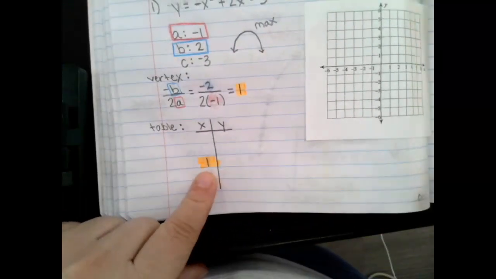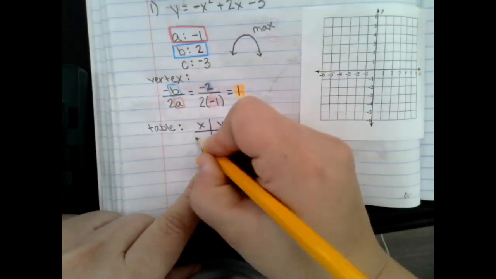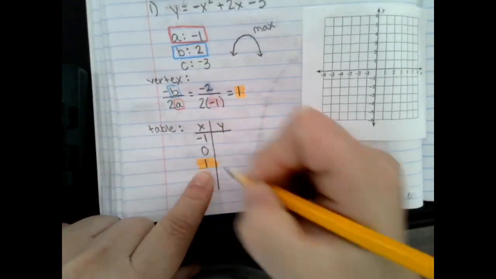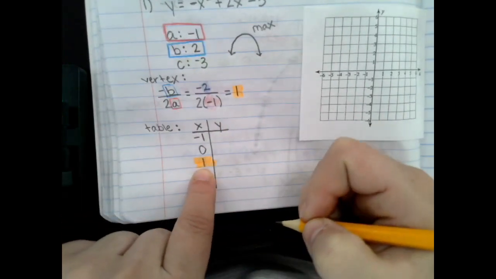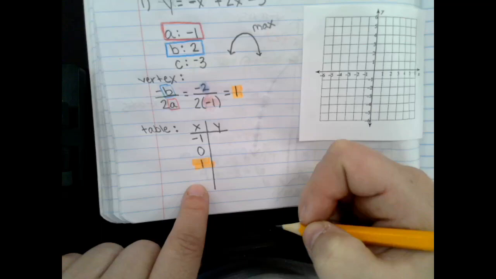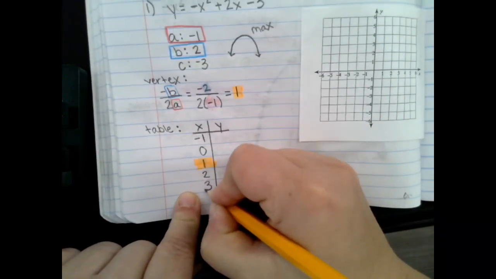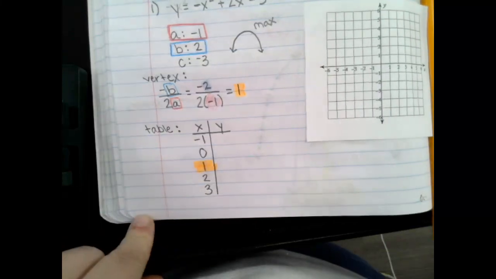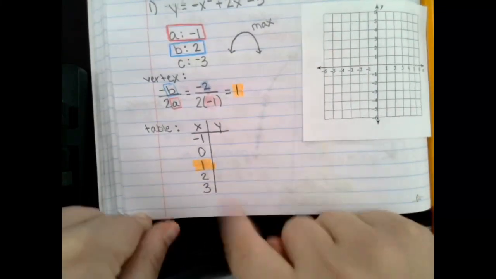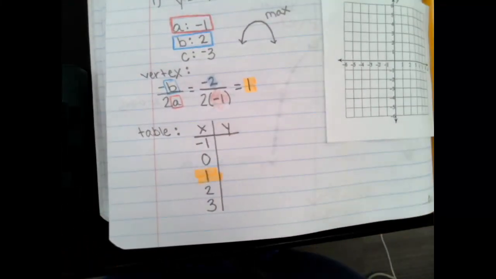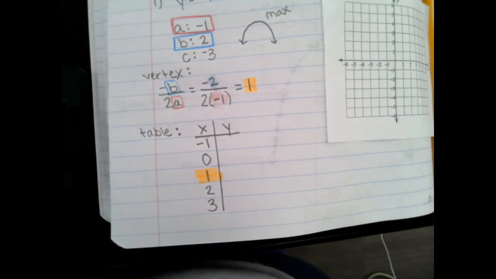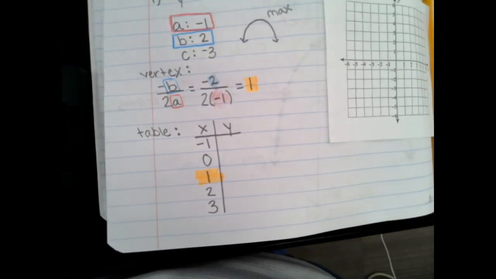So what would go above 1? 0, negative 1. And then what goes below 1? 2 and 3. 5 numbers is a good way to do these ones. I'm always going to ask you to do 5 numbers for these tables because it's a good way for us to check our work as we go.